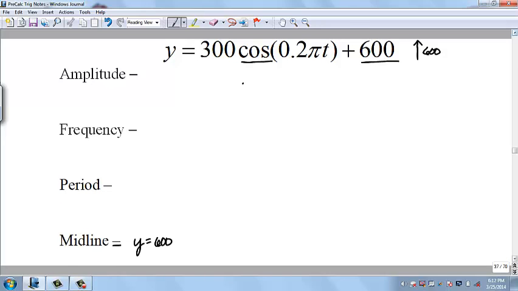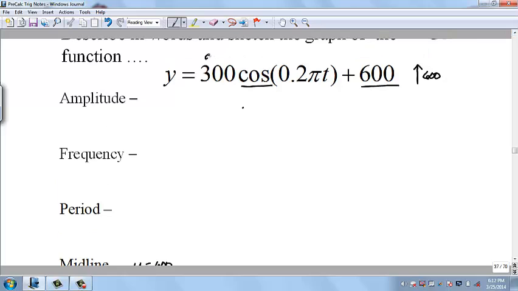Now, here's my amplitude right here. If my amplitude is 300, that means the highest this graph is going to go is way up to 900. And this is important to know, because when you want to set your window for your graph to look at it, you can tell what the window is. So you know the highest this is going to be is 900. My frequency is whatever's in front of my variable. In this case, it's in front of t, so it's 0.2 pi.